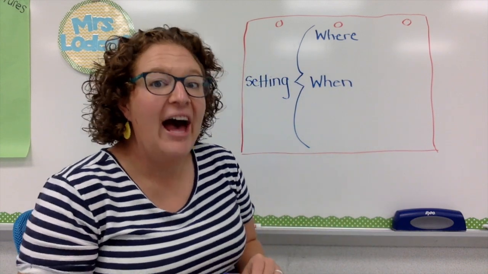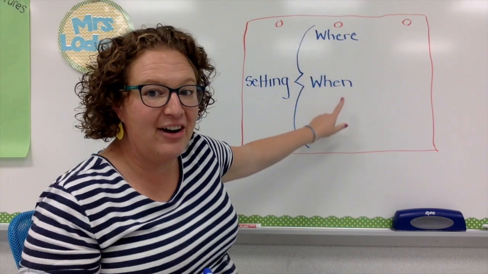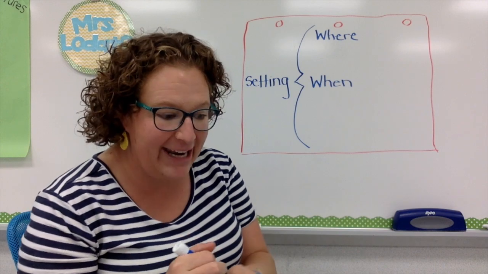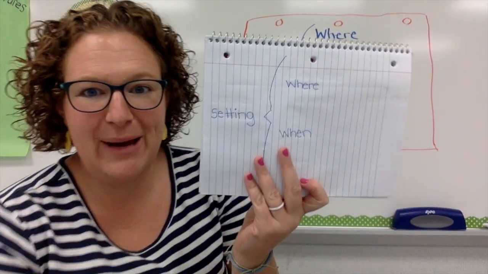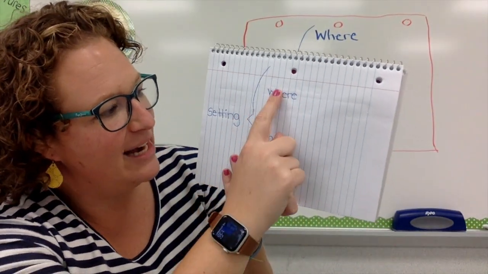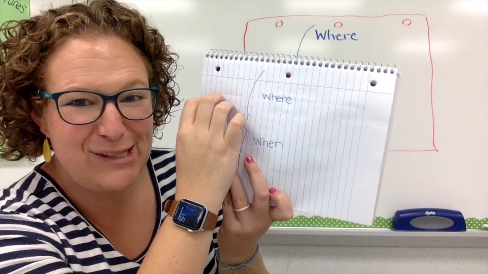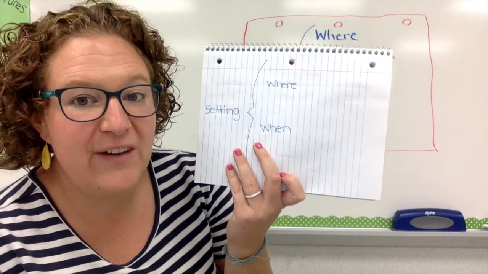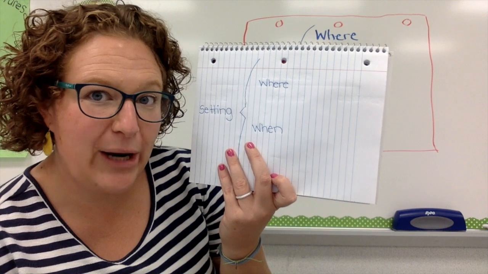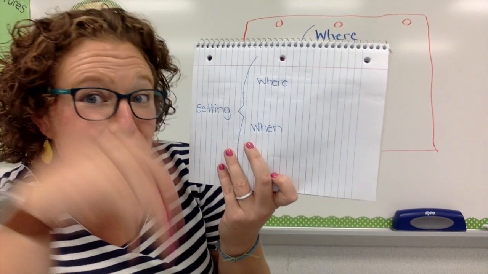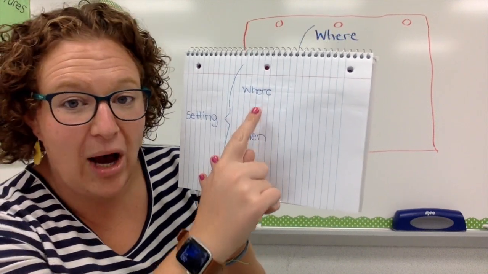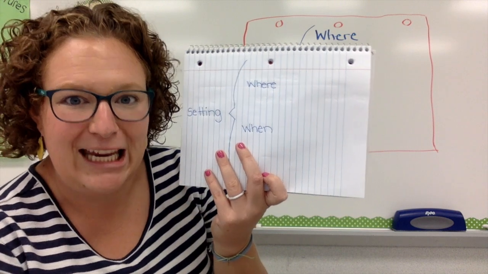If you look, I have space under where and when. You should have space under where and when as well. So here is my literacy notebook or my reading notebook. I have setting with my brace, and I have where and when with lots of space. This week we're going to fill in where and when throughout the week. So you don't have to worry about that right now. Future videos, so videos that you'll watch tomorrow or the next day, will tell you what you need to draw and write here. So please keep this handy.